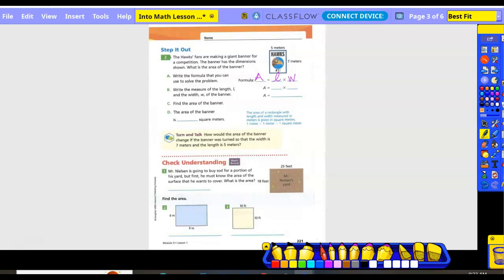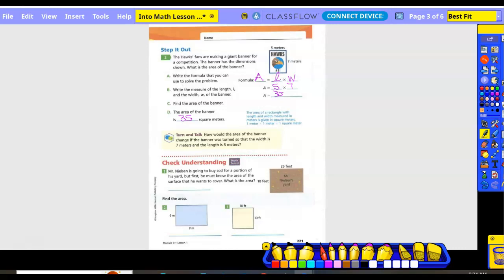Write the measure of the length and the width of the banner. So what's the length? 5, and the width is 7. Or could those be inverted? Yes, because multiplication you can invert and switch around. So 5 times 7 is what? 35. So the area of the banner is 35 square meters.